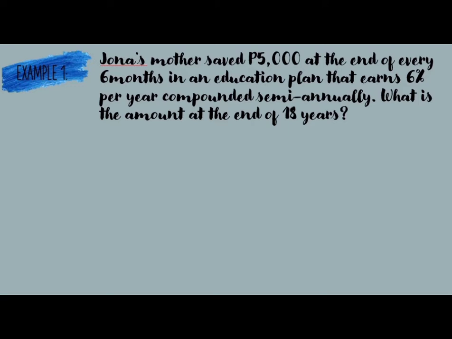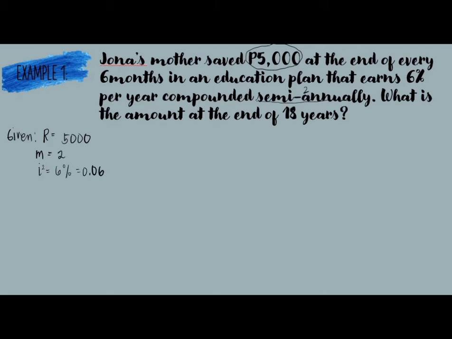Okay, so let's first find out what the givens are in this problem. The amount that Jonah's mother saves is 5,000 pesos. Meaning that is your regular payment. So that is the R. So she pays 5,000 every 6 months. Okay, that earns 6% compounded semi-annually. So our compounding period, since it's semi-annually, is twice a year. So M is 2. Then, our nominal rate is 6% or 0.06.